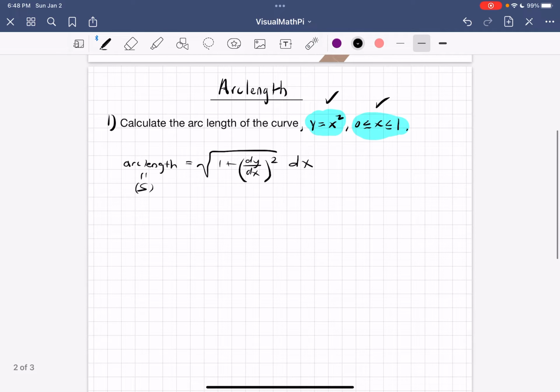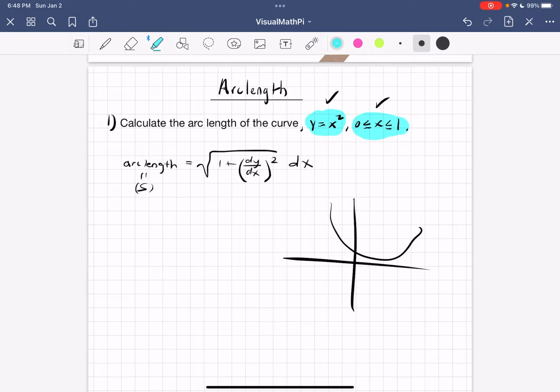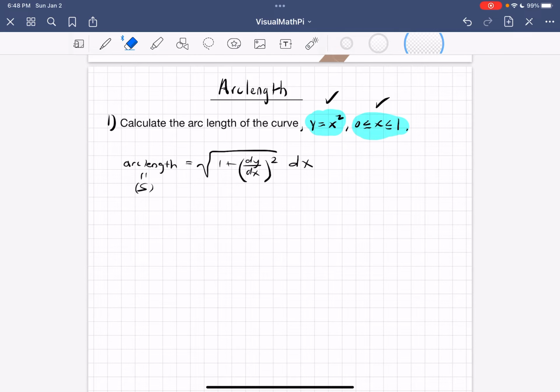So how can we take the arc length of different curves? Let's say that we have some sort of parabola. How can we take the arc length, which essentially is just the length of this entire thing? How would that look? This is where calculus comes into play, and we take a deeper look into this sort of thing.